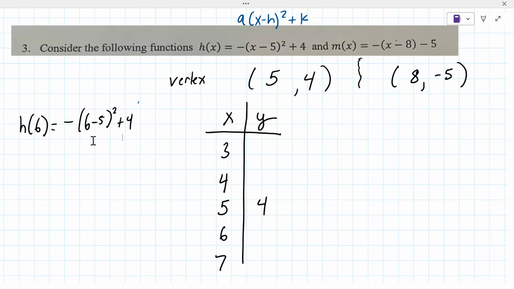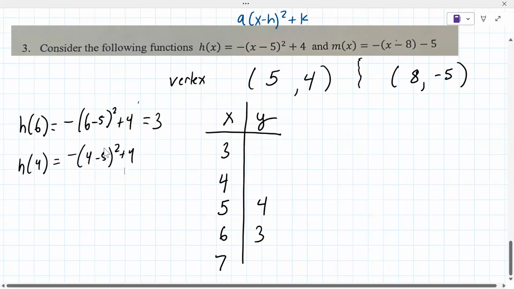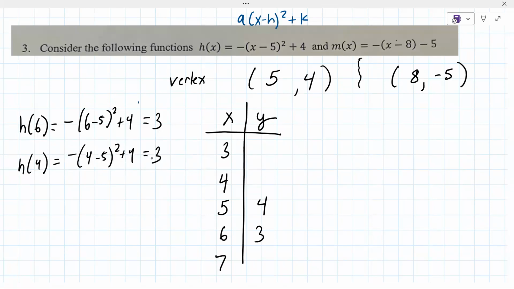So 3. Yes. Okay. Now I'll do h of 4. -4 - 5 squared plus 4. So 4 - 5 is -1. -1 squared is +1. +1 negated is -1. Plus 4 is 3. And that's what I meant by this symmetry.